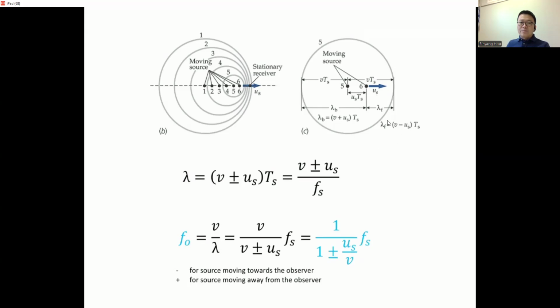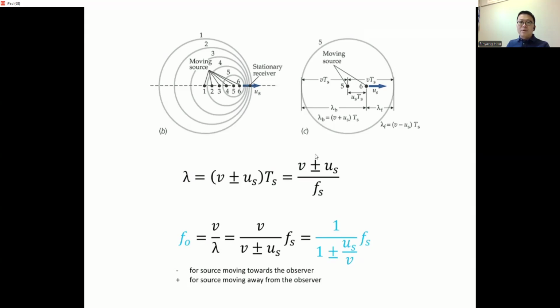Because it's smaller, when the source is approaching the observer, we will hear a higher pitch, because wavelength and frequency are inversely proportional to each other. On the other side, if the observer is standing there, the wavelength of the wave appears to be longer, by this distance plus this one. So lambda will be v plus u sub s times T sub s.